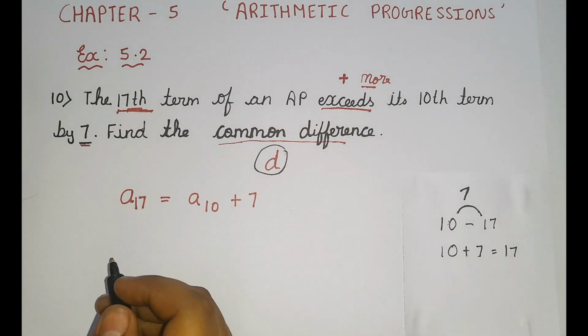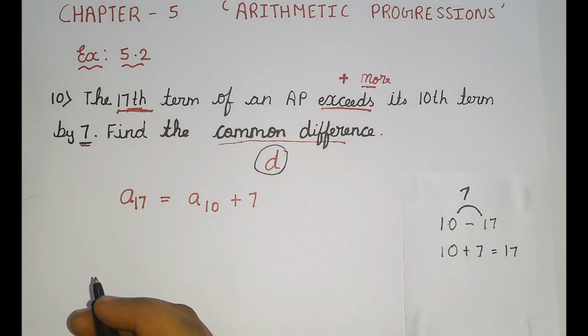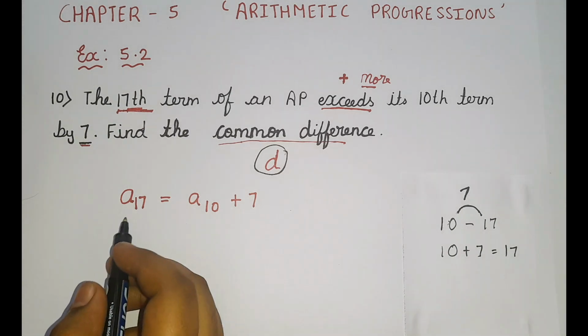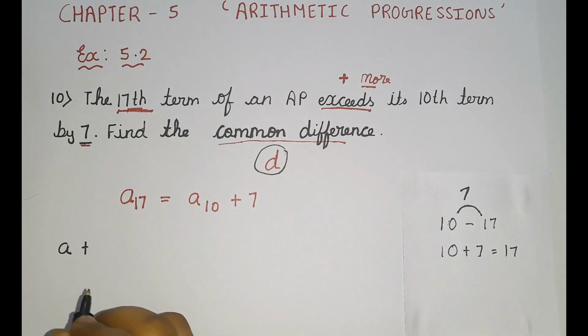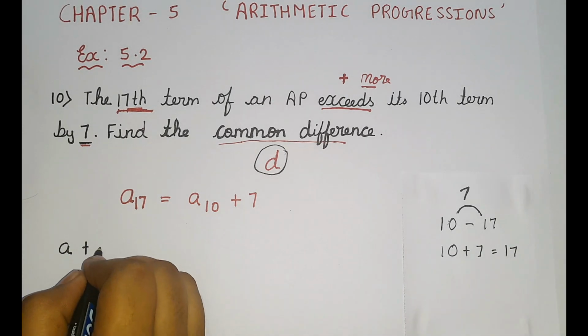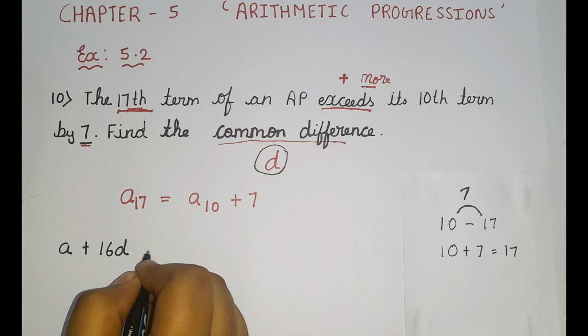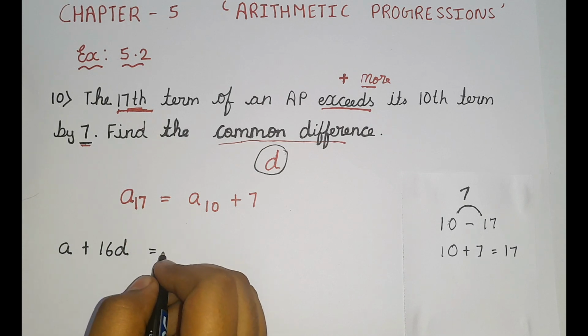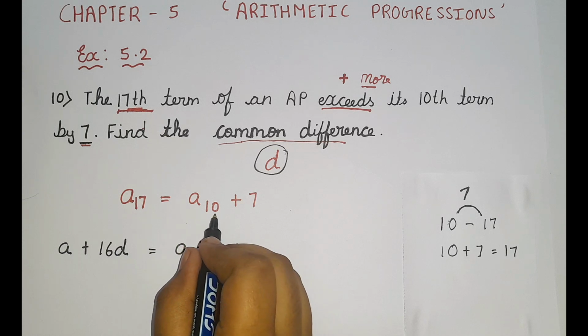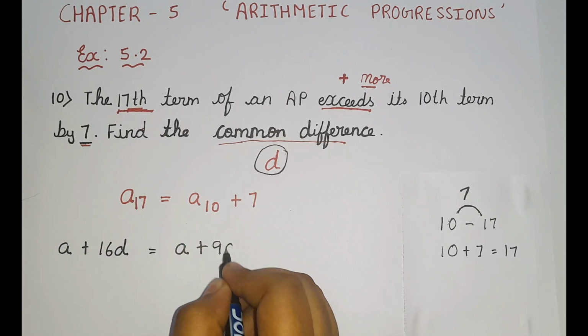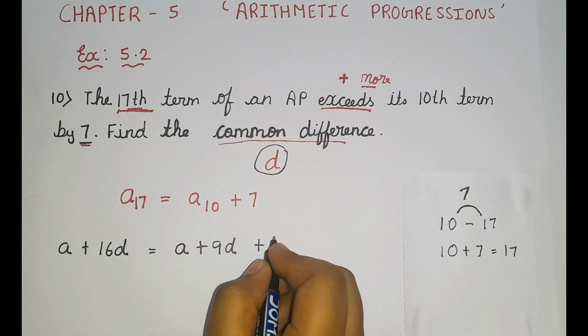Now we are supposed to find the common difference. How to find it? Here, a17, I can write a plus, and what is the previous number of 17? The previous number is 16d. Then is equal to as it is, and a10 I can write a plus, what is the previous number of 10? It is 9d, and then plus 7.